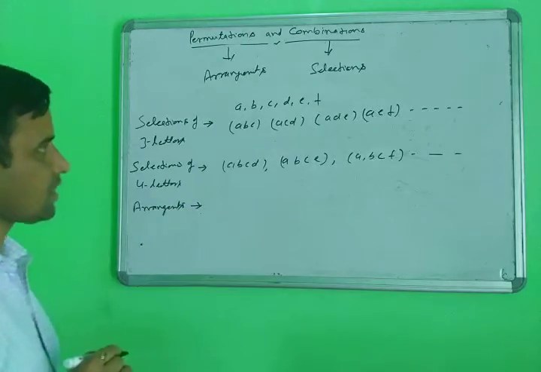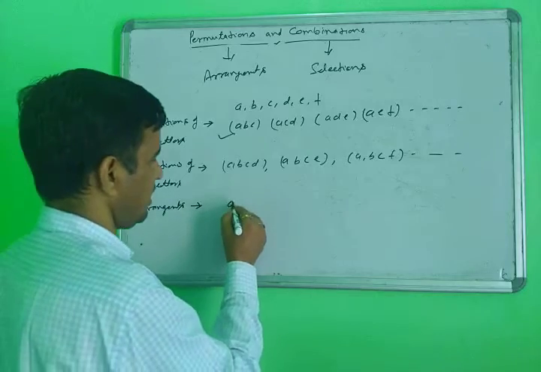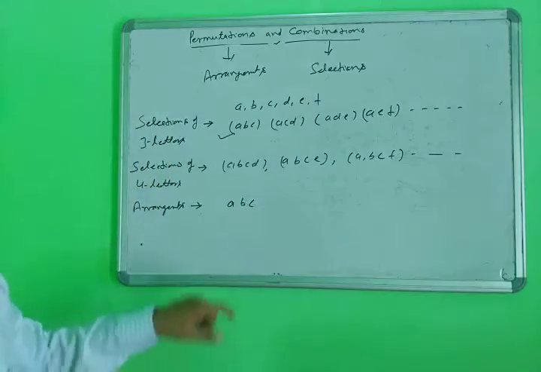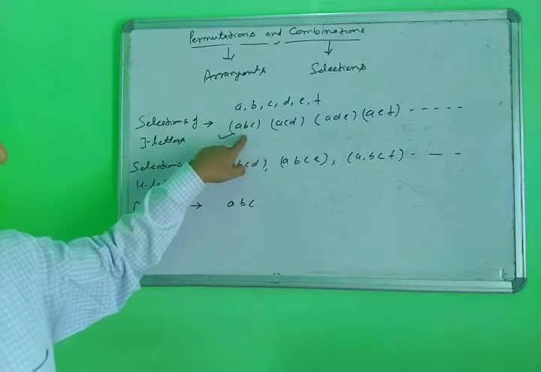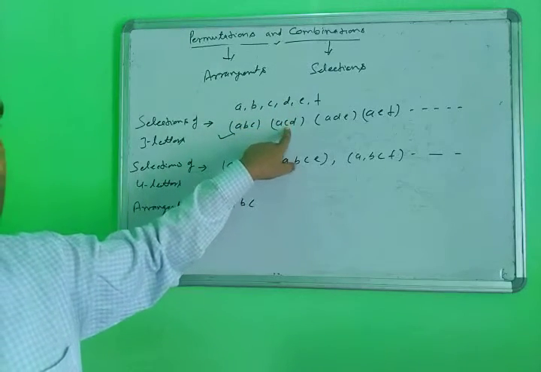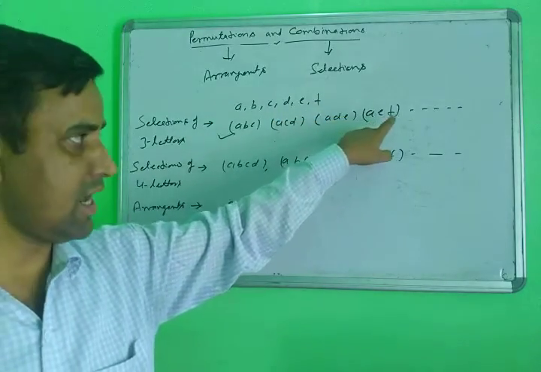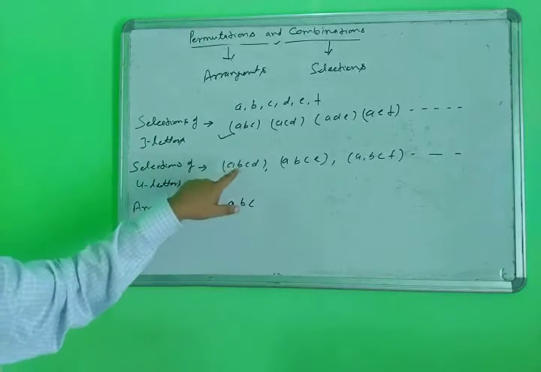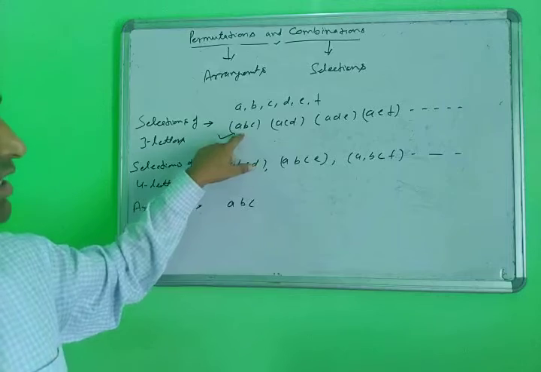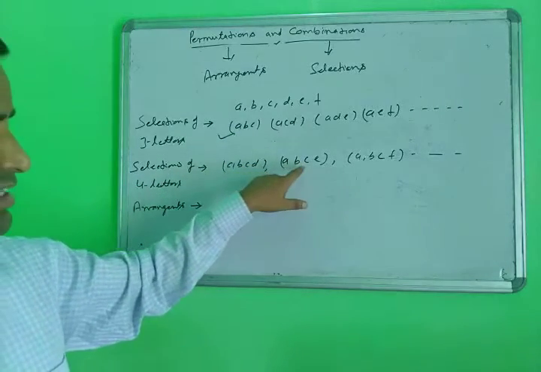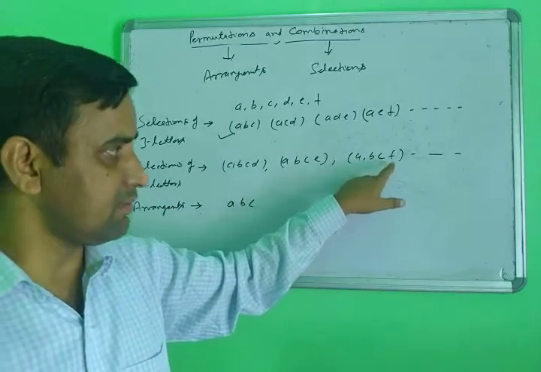Arrangements. Suppose I take a selection of 3 letters, A, B, C. How many arrangements of this selection? How many arrangements of each of these selections? And so on, the same way. Every selection has different arrangements.